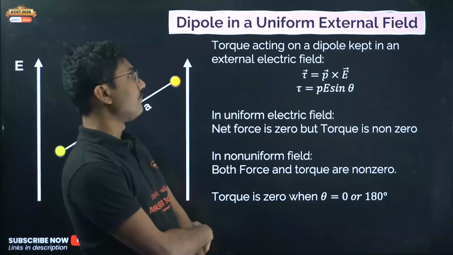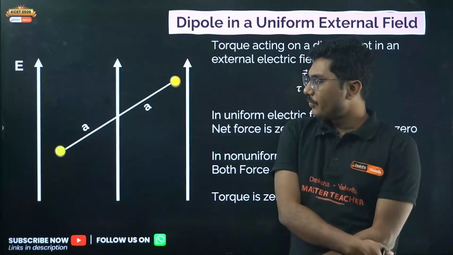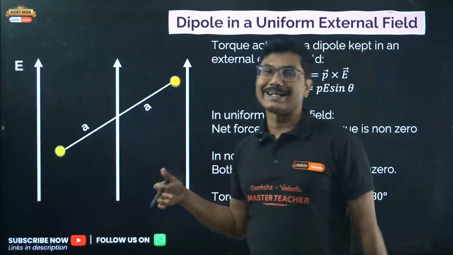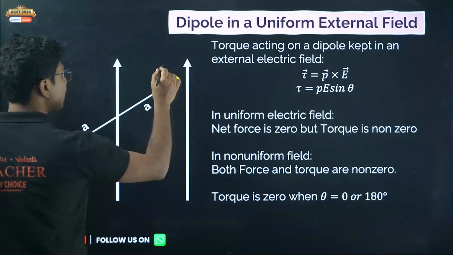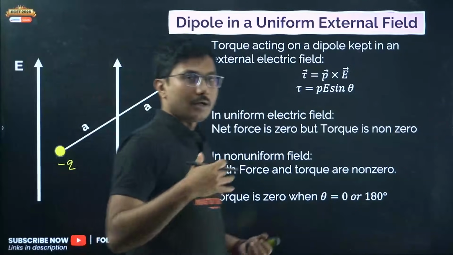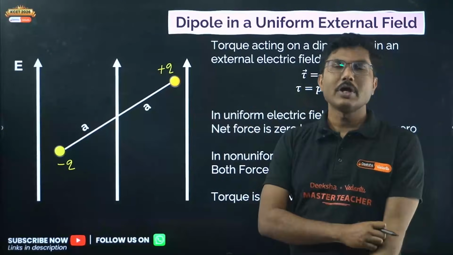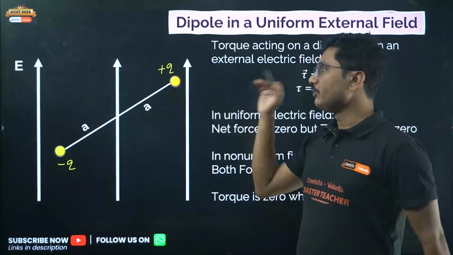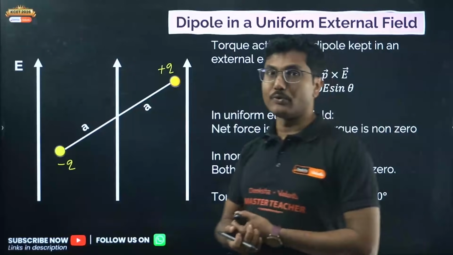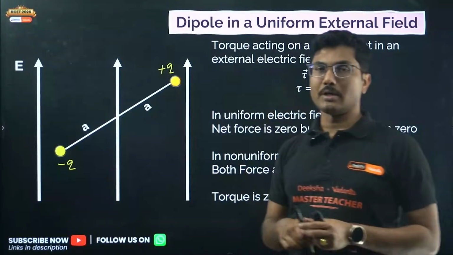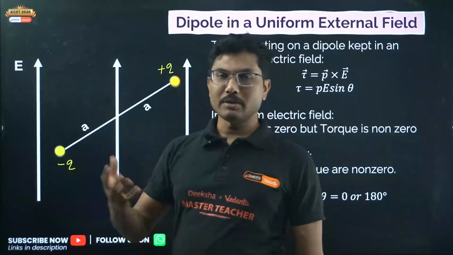Dipole in a uniform external field. Now a dipole itself has an electric field, right? But if you keep the dipole in an external electric field, the dipole will experience a torque. Torque is something similar to force but in rotational motion. When you apply force, the object moves in a straight line. If you apply a torque, it moves in a rotational motion. That is the basic difference between force and torque. In rotational mechanics, torque is there; in linear motion, force is there.